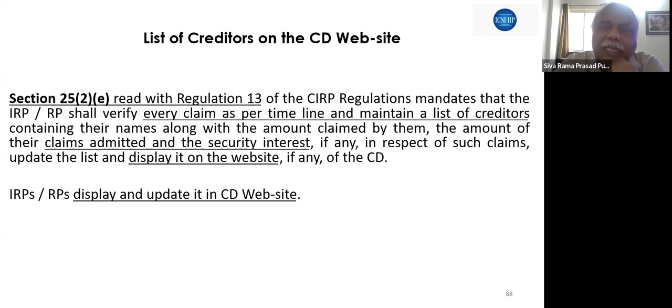So once the claims are admitted, display them on the corporate debtor's website, and it is subject to change. Later on, it may increase or it may decrease also. After getting the full proof, sometimes it is dynamic. The IRP or RP must display and update it on the CD website.